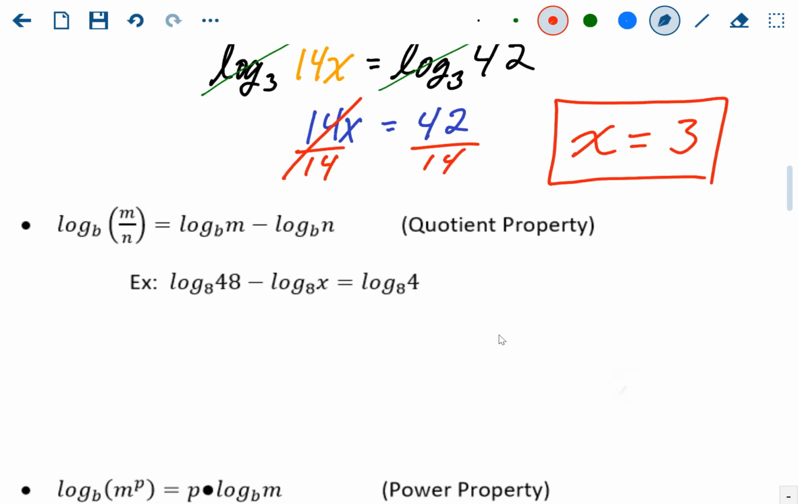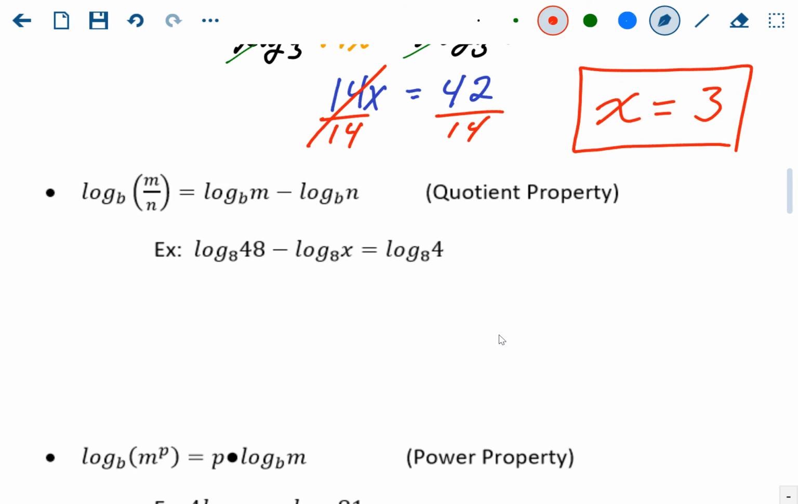Third property, quotient property. Again, similar to its exponent counterpart. It states that if you have log base b of m over n, you could separate it as log base b of m minus log base b of n. So you've got the division going with the subtraction.